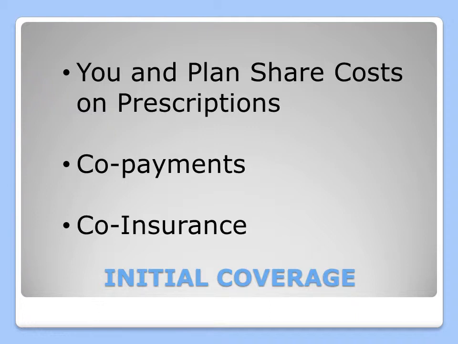The initial coverage phase is where you pay some costs and your Part D prescription drug plan pays some costs. You share those costs on prescriptions. There are two forms plans typically use. There are co-payments, where you pay a certain amount for a Tier 1, Tier 2, Tier 3, or Tier 4 or 5 medication, and then the plan picks up whatever the cost is above the co-payment. Co-insurance is where the insurance company splits the cost based on a percentage, typically 80-20, where the insurance might cover 80% of the cost of the drug in that category and you pay the other 20%. Some plans mix and match co-payments and co-insurance based upon the tiers of the prescriptions. We'll get into that in just a moment.